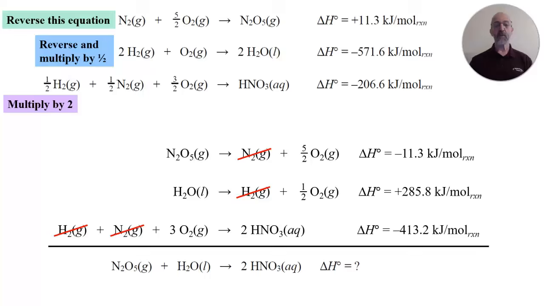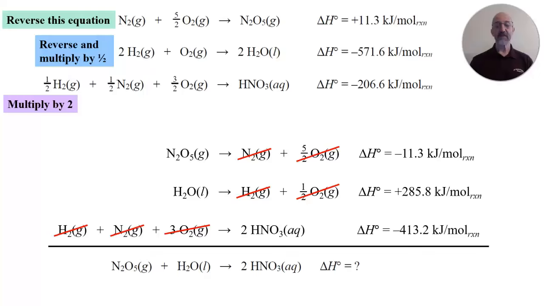Now I see 3 moles of oxygen on the left, and on the right side of the equations, I can see that there's 5 halves and 1 half, and when you add 5 halves and 1 half, you get 6 halves, or 3, so that means that there is a total of 3 moles of oxygen on the right side, so I can cross off the oxygen. Now what remains is 1 mole of N2O5 on the left, 1 mole of H2O on the left, and 2 moles of HNO3 on the right. So it's exactly what I want.